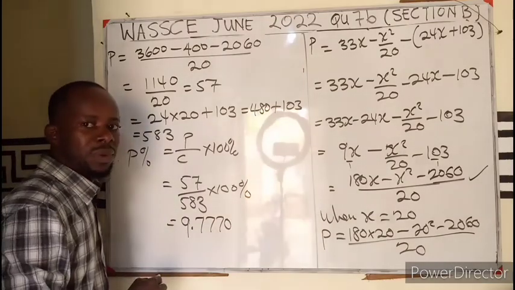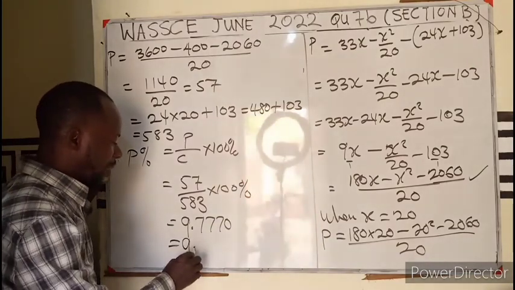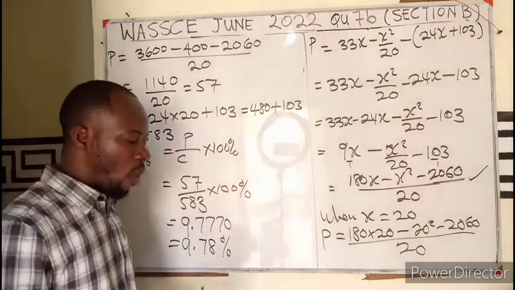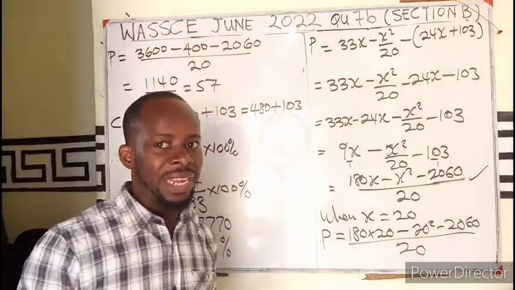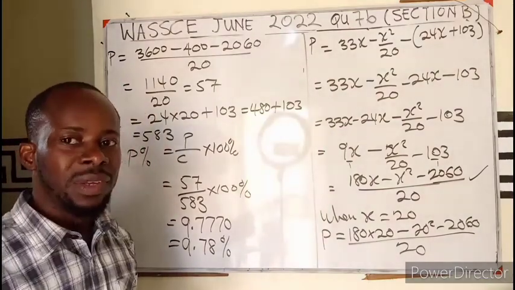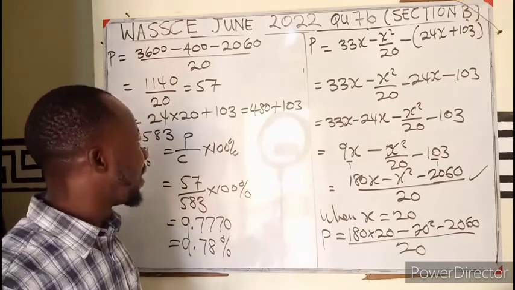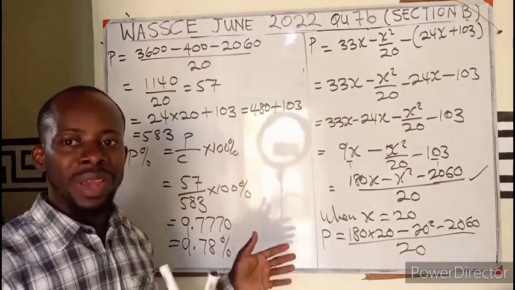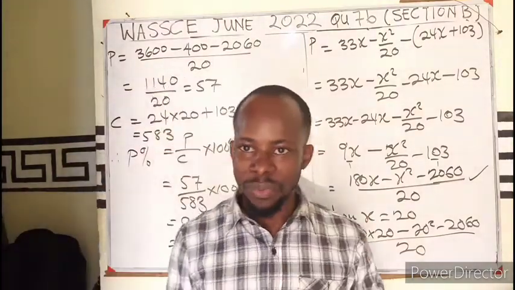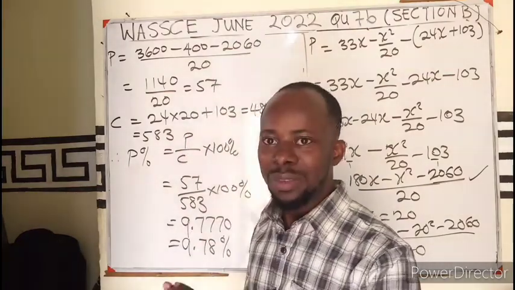And if you do that on a calculator, you'll be having 9.7770. So if you want to round this to 2 decimal places, 9.78%. So in all, the profit percent that the trader will make will be 9.78, or approximately 10%. Good. I think this question is more or less marrying algebraic expression with what? Application of percentage, that is profit and loss. And I believe you have a good taste of this.